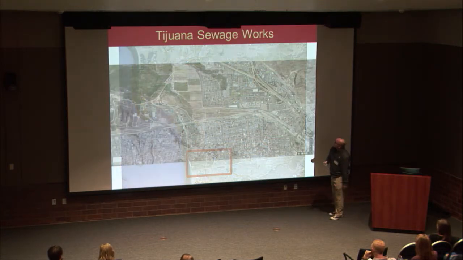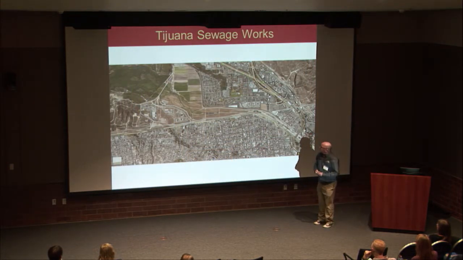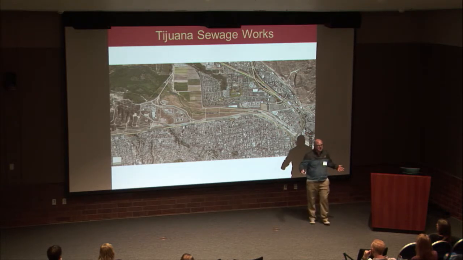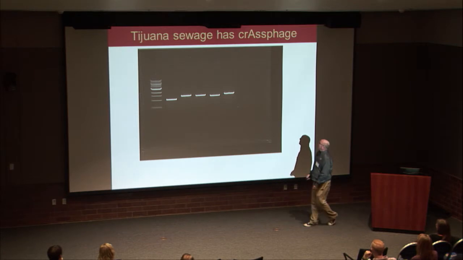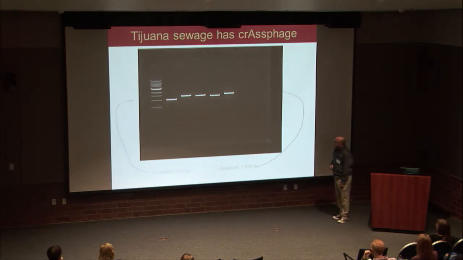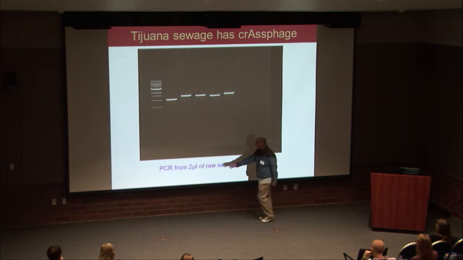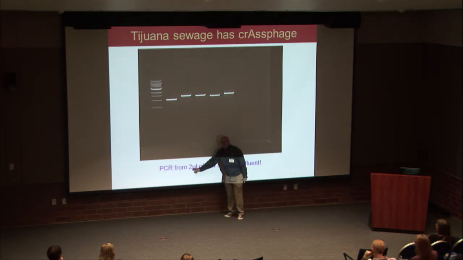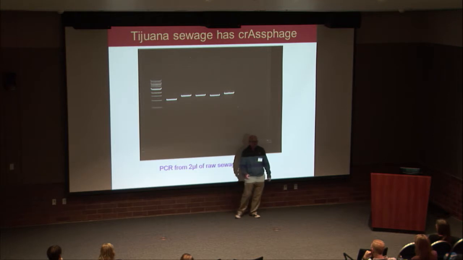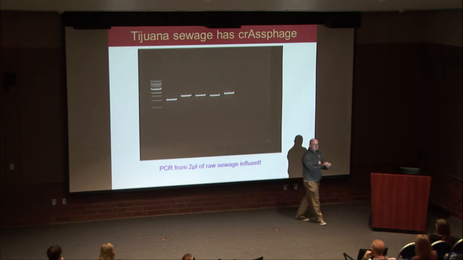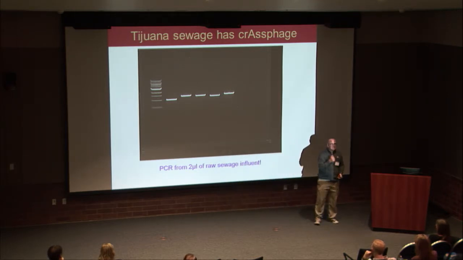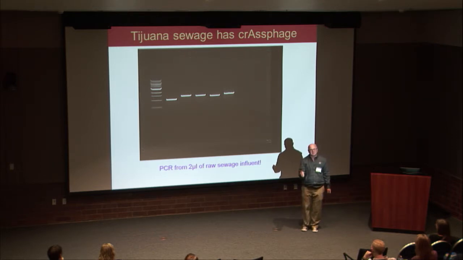The sewage plant's right there. So we went down to the sewage plant, and we got some sewage, like 60 liters of it. And we did some PCR, and it turns out that we got the size of the fragments that we require, but we only need 2 microliters of raw influent. So this is the sewage coming down the pipe into the sewage plant. For 2 microliters, we can PCR crass phage. Oh, that's pretty cool.